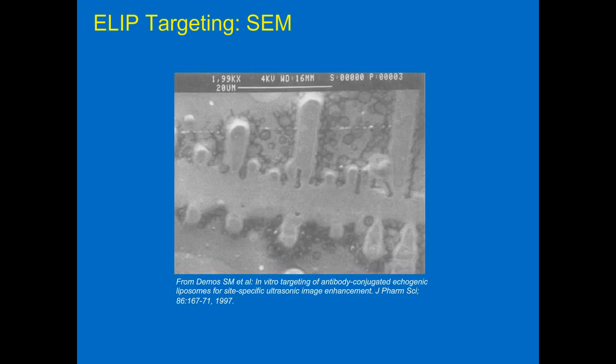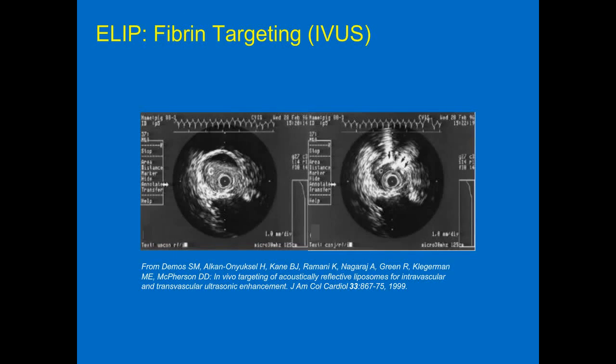And so then in terms of targeting, this is a scanning electron micrograph of fibrin-targeted ELIP binding to a fibrin network on a fibrin-coated slide. But now in vivo, we are working with a Yucatan mini swine atherosclerosis model, which is very similar to the human situation.